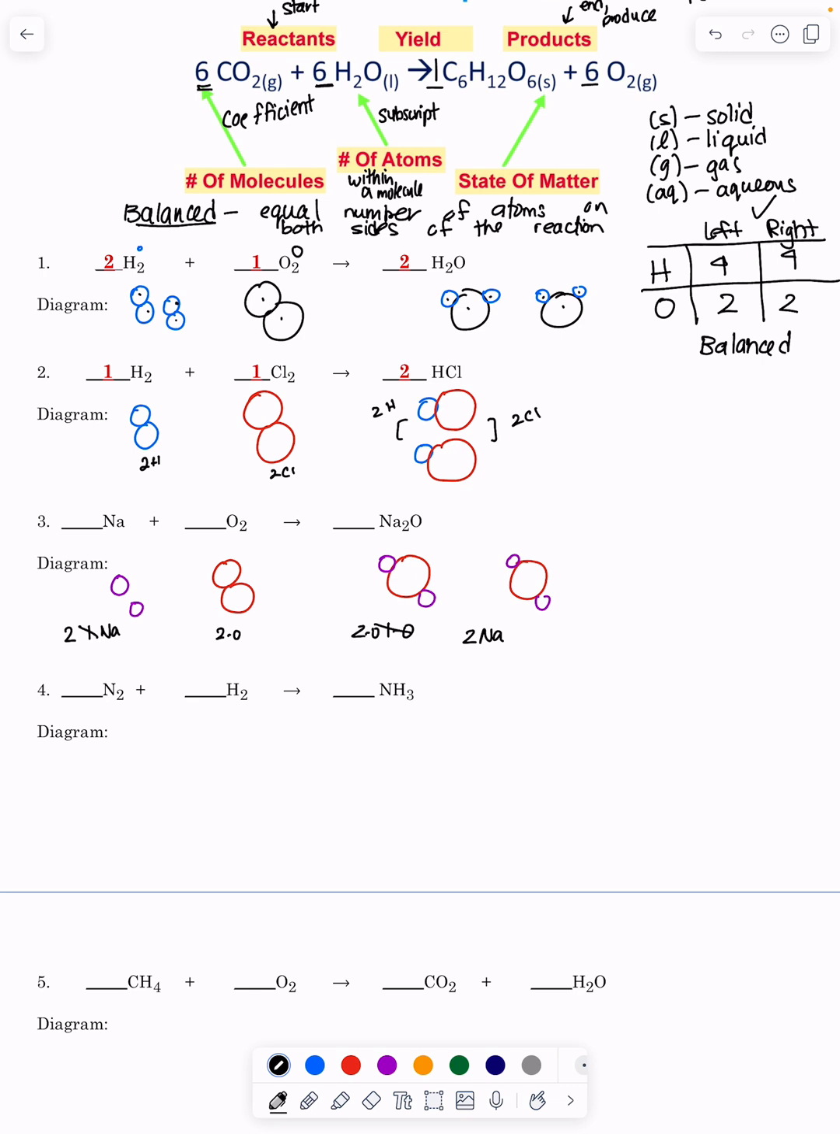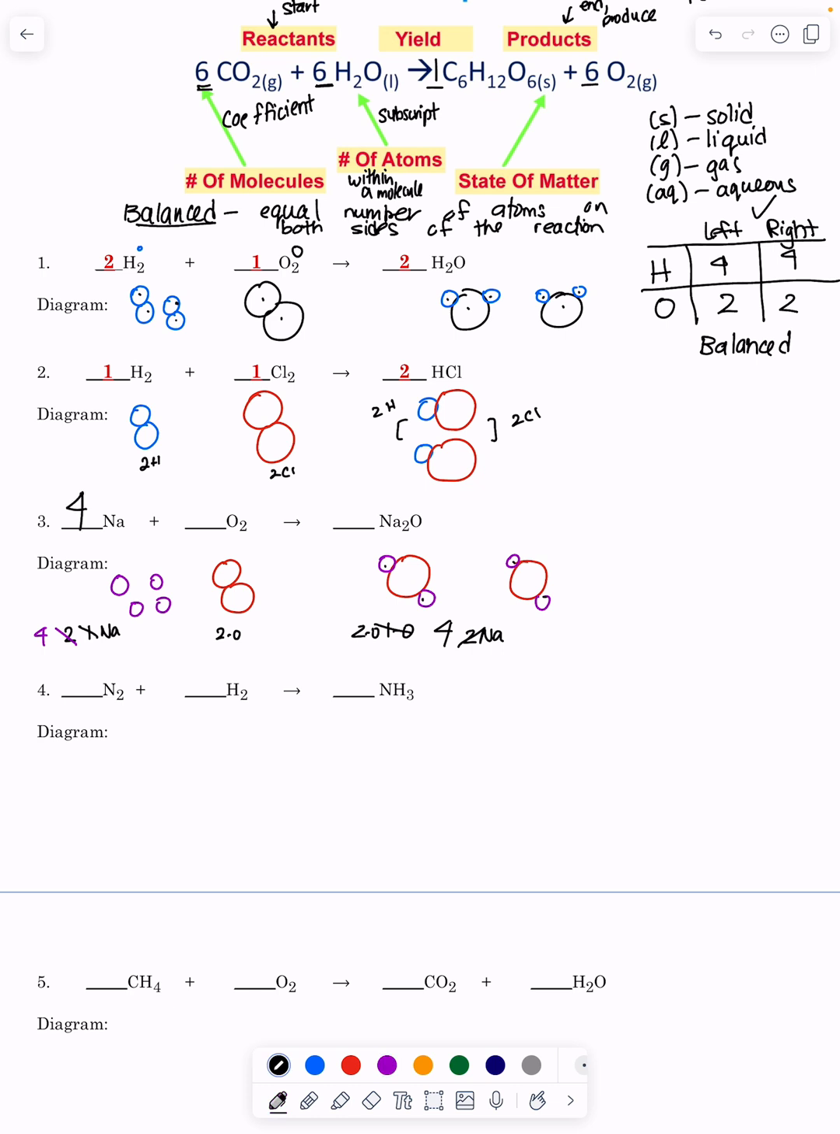But notice how now I have too many NAs. I have 1, 2, 3, 4 NAs, but only 2 on the right. That's an easy fix. I just got to add 2 more and call it a day. And now my reaction is balanced. I have an equal number of atoms on both sides, and I'm ready to put coefficients in.